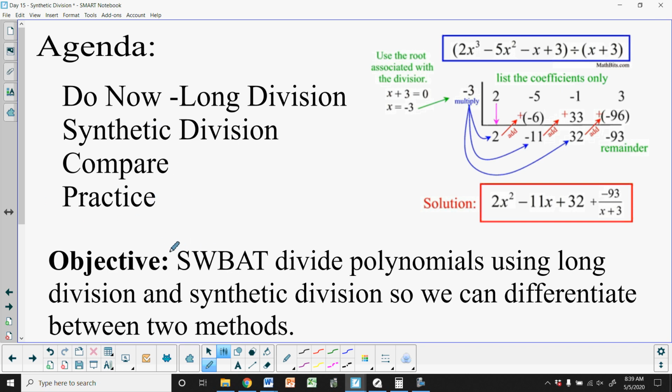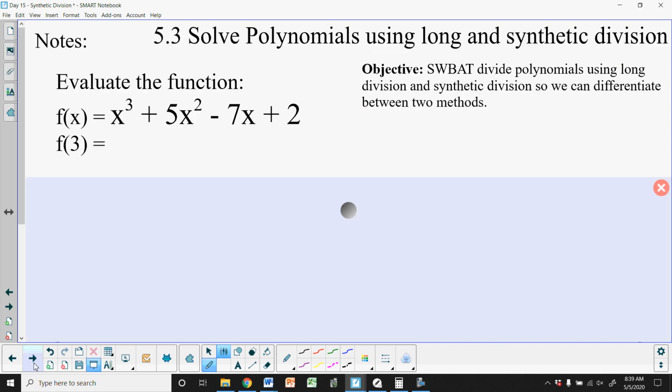So students will be able to divide polynomials using long division, synthetic division, and again, that's so we can differentiate between the two methods. So we want to make sure that we can see what the two methods are and which one's going to work better when. And that's the real power of these two things, is when do we use one over the other.